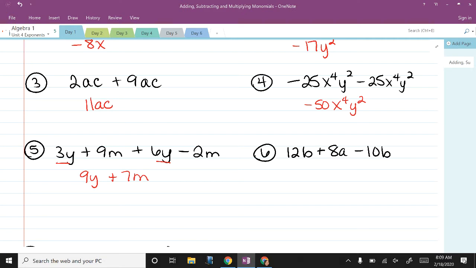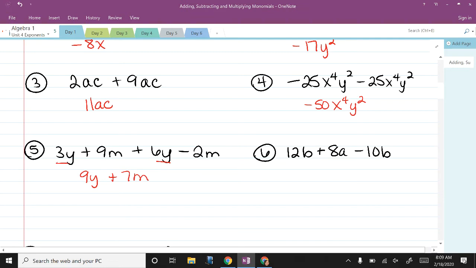Yeah, then you can't do anything else because these are not like terms. That's right. Because I have a y and an m left, and those are not like terms. Now, is it okay if it's reversed and it says 7m plus 9y? Yes. Okay. Same thing mathematically.